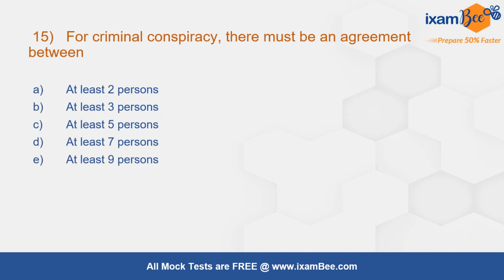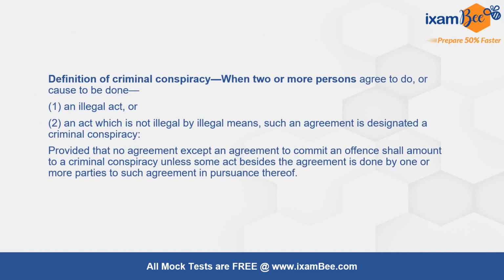Question number 15 is, for criminal conspiracy there must be an agreement between. The correct answer is at least 2 persons. This is given under the definition of criminal conspiracy when 2 or more persons agree to do or cause to be done any illegal act. Here the minimum number of persons is 2 in order to define a criminal conspiracy.